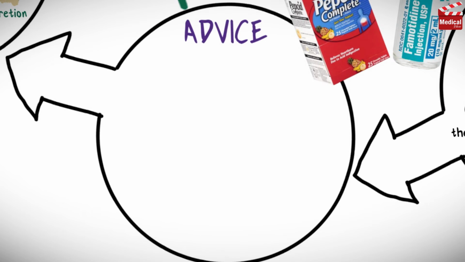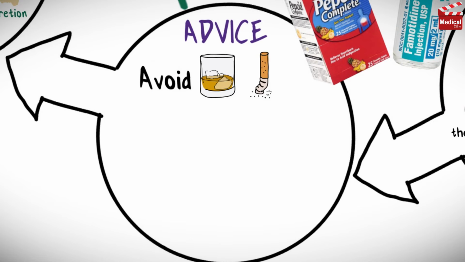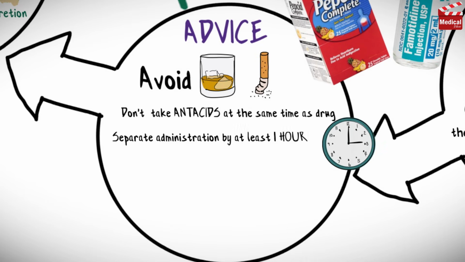So, some advice to patients receiving famotidine. Avoid alcohol and smoking, as this may worsen the case. Don't take antacids at same time as drug. Separate administration by at least 1 hour.